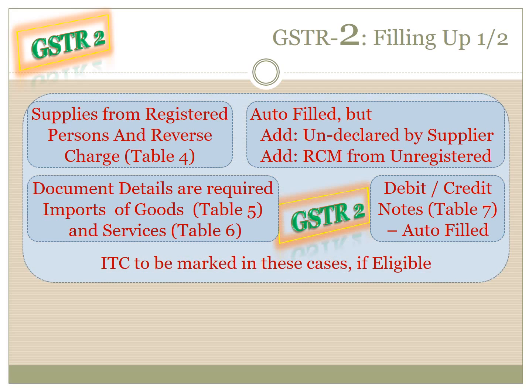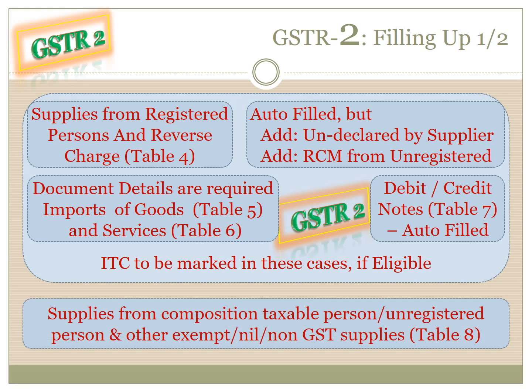In all these cases, the recipient has to mark the ITC he is eligible for, that is, he has to remove input tax credit if his corresponding outward supplies are non-taxable supplies or if he uses the goods for personal use, etc. Lastly, supplies on which ITC is not available, like supplies by taxable persons under composition, unregistered persons, etc., are to be entered in Table 8.